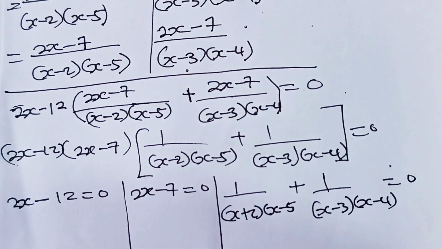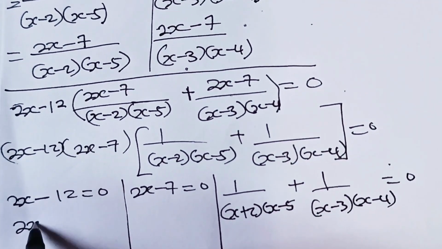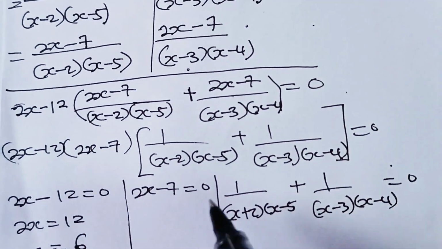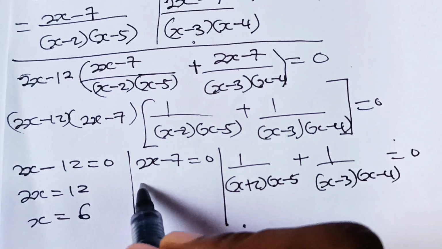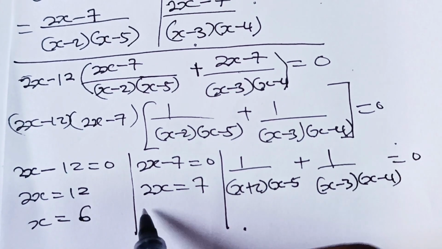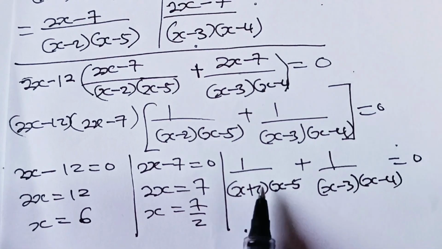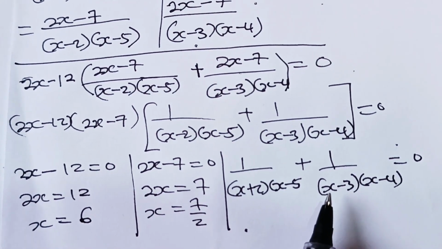Now if we solve for this one, we can see that 2x is equal to 12, therefore x is equal to 6, right? Then for here, we can say that 2x is equal to 7, therefore x is equal to 7 over 2. All right. Now, for this, we are going to solve this. This is what is going to take us a bit of our time.